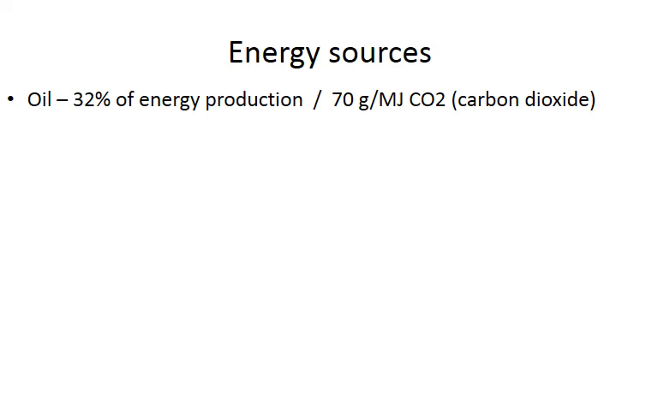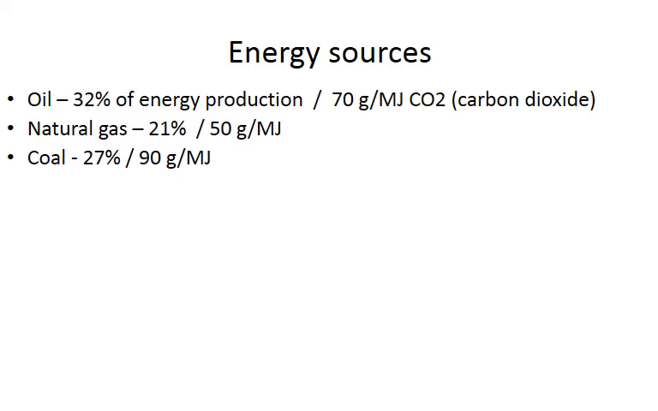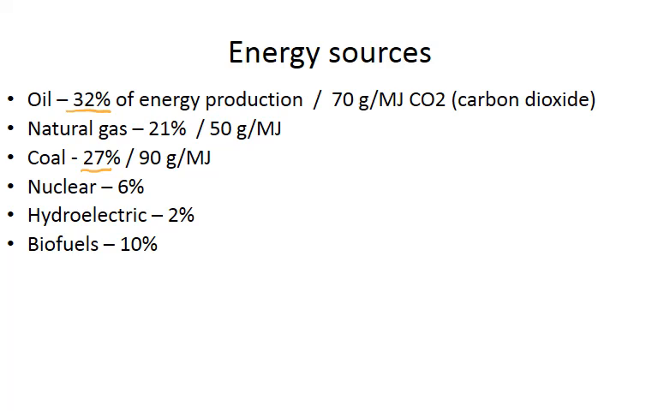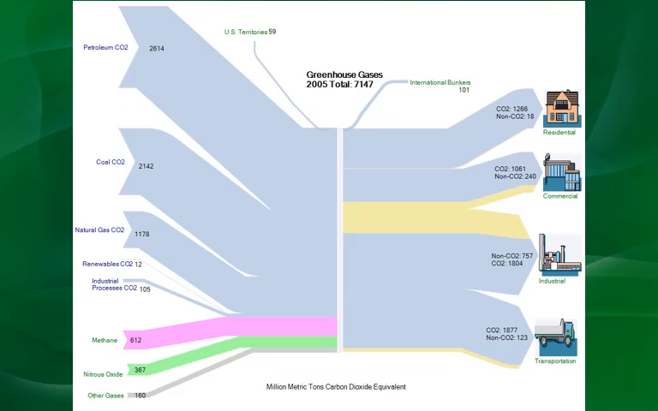So, oil, 32% of energy production, we've got carbon dioxide coming out of that. Natural gas, coal, we can see the percentages here, 6% with nuclear, hydroelectric 2%. So oil by far, in terms of energy sources, you have 32%. Coal is comparable, but nuclear is smaller, hydroelectric, biofuels we've got there and others, even smaller than that.